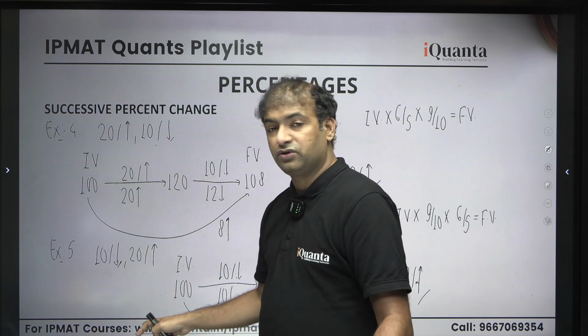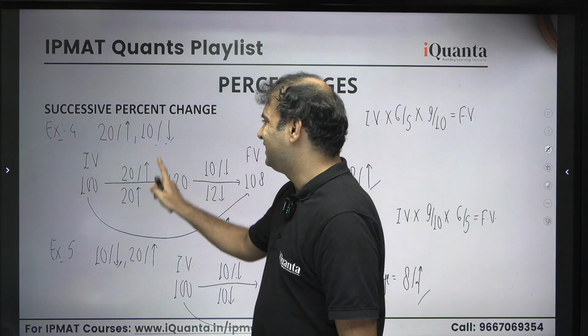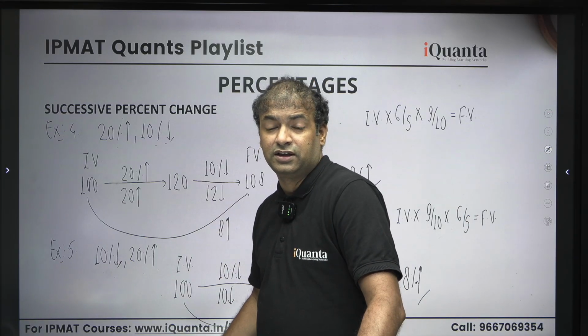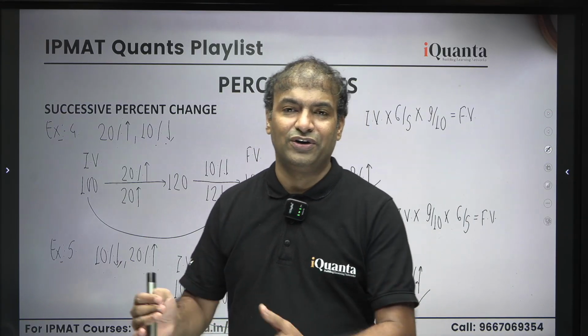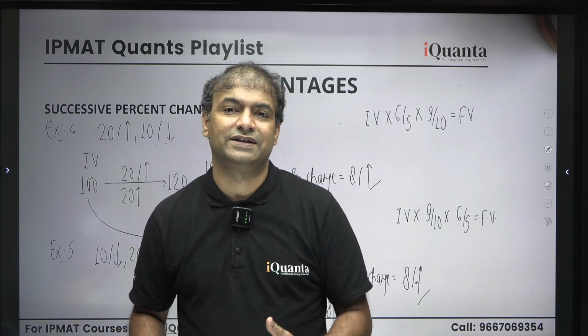The rest of the terms are the same, with the same nature of changes, meaning 20 increase, 20 increase, 10 decrease, 10 decrease. So guys, what we learned here is that even if we change the order of the percentage changes, the final result, or the final percentage change, is always the same, right?